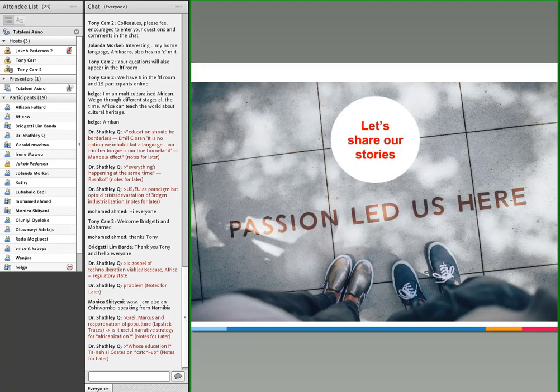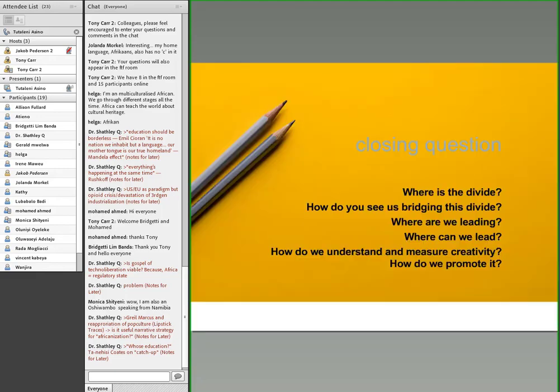This is the last slide, really, but my goal here is to advocate for us to share our stories. As a way of thinking through the conversation, some of the closing questions that I want to leave you with are: where is the divide? How do you see that divide? How do you bridge that divide? What do you see yourself or the context where you work as a leader?